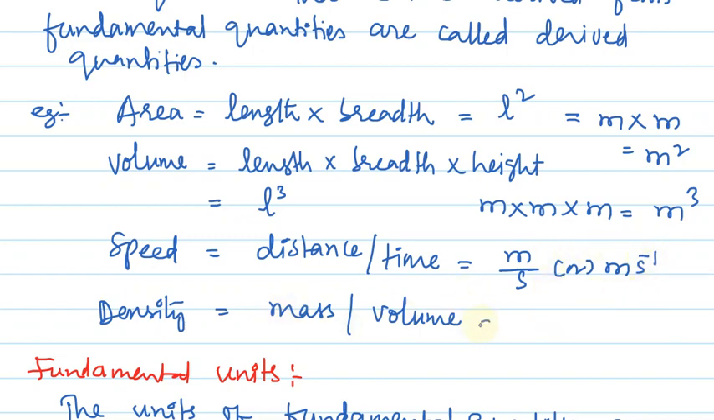Next, density. Mass in SI system is measured in kilogram. Volume is measured in meter cube. We can represent it as kilogram meter to the -3. So this is what? A derived unit. All these are derived units. Meter square, meter cube, meter second to the -1, kilogram meter to the -3. All these are derived units because these are the units of derived quantities.